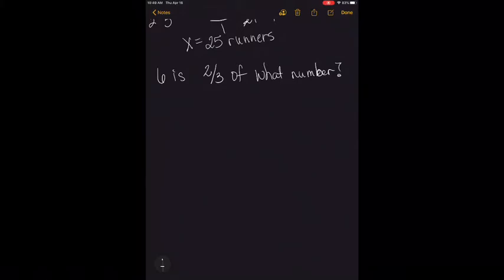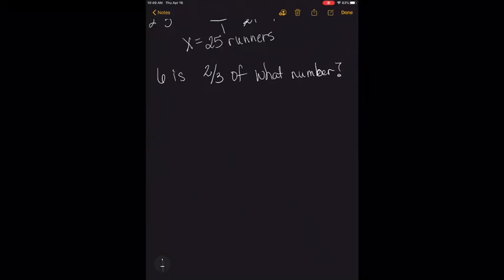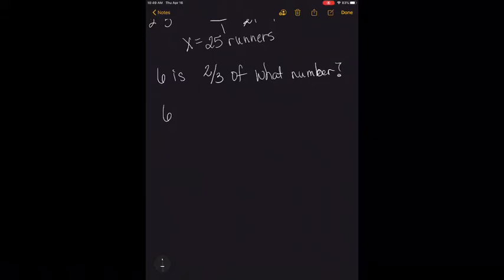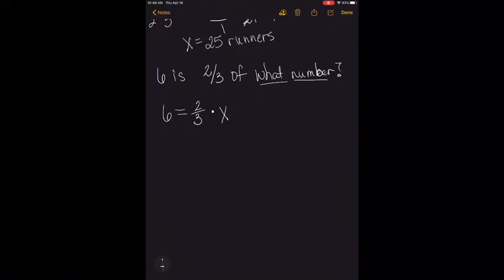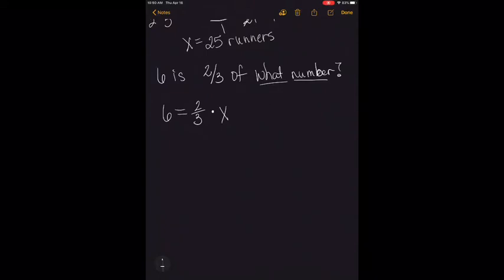Let's look at the next one. 6 is 2/3 of what number? So once again, let's translate what we have. 6 is already a number. We don't have to do anything to that. Is means what in math? Equals. 2/3 of, we already said was multiply, and what number? That's what we represent with some sort of variable. You can use an X, you can use a Y, you could use a W, you could use an N, whatever you want. I like to use X's.